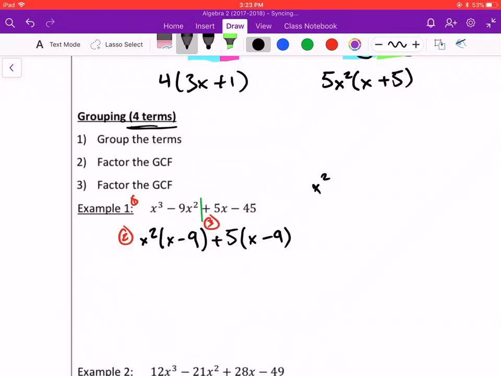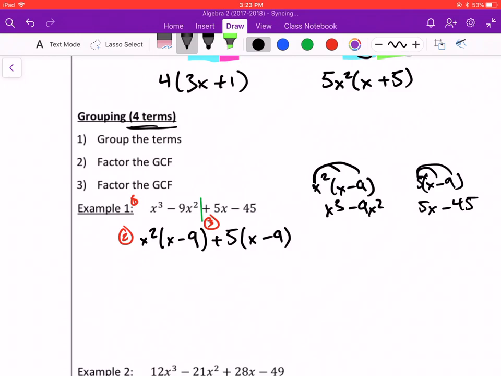If I take out that first group and multiply it back, x times x squared is x cubed, x times -9 is -9x squared, right? Isn't that the first group? We factored it. And if I check the second group, same thing, it was 5 times x minus 9. If I multiply 5 times x, 5x, 5 times -9, -45. So I did successfully take out the greatest common factor.